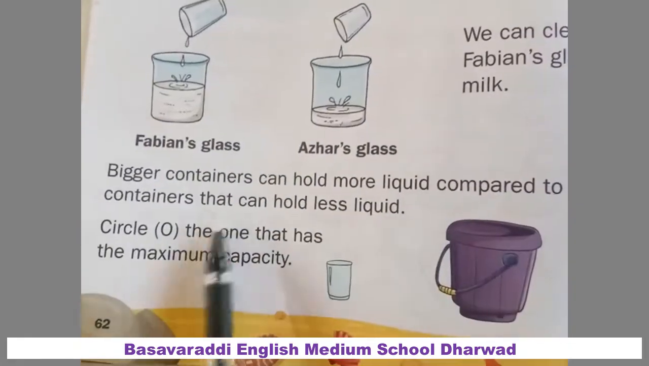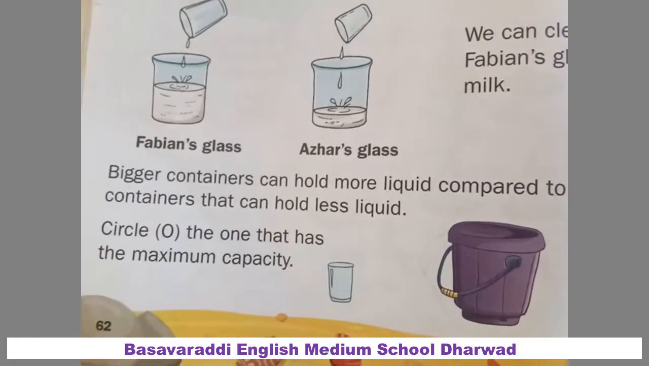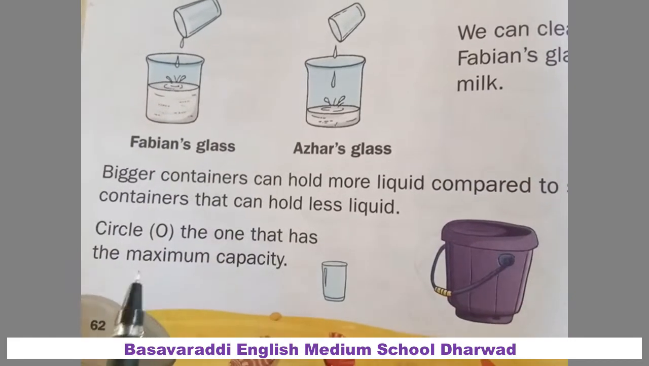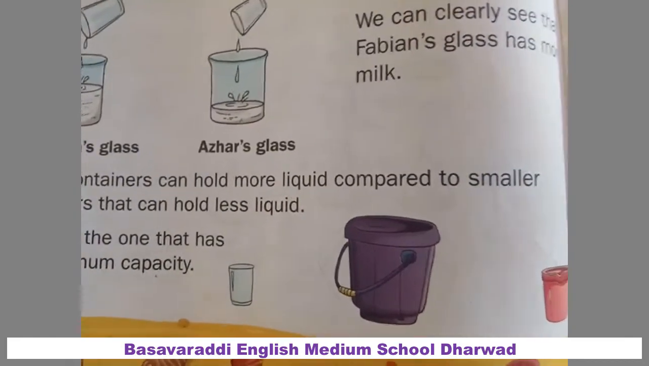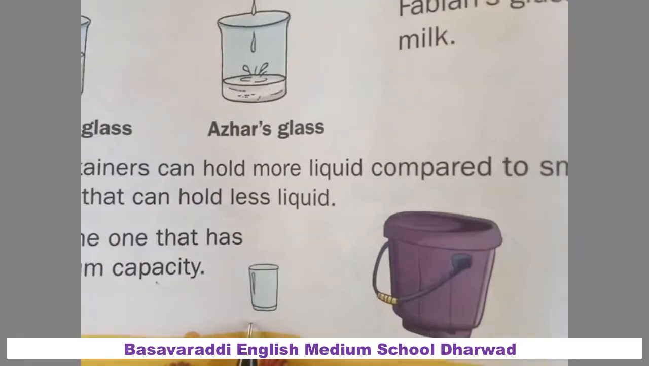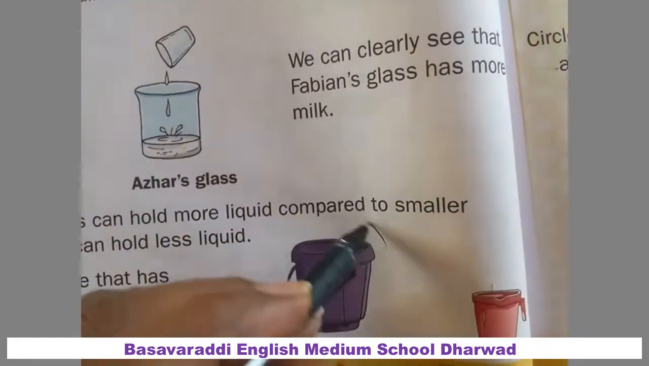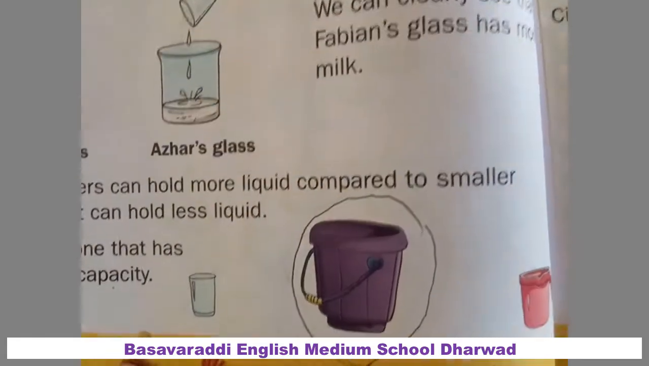Now the container that can hold less liquid. Here, circle the one that has maximum capacity. See that one, which has the maximum capacity, is holding the liquid. See, this is a glass. No, this is a bucket and this is a mug. So this one is holding more. You have to circle this one. Okay.